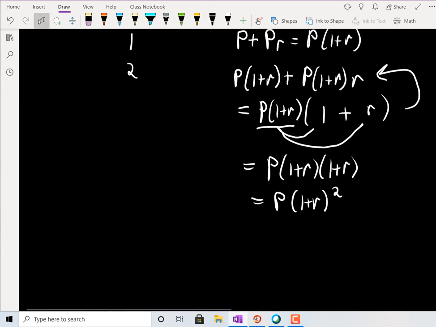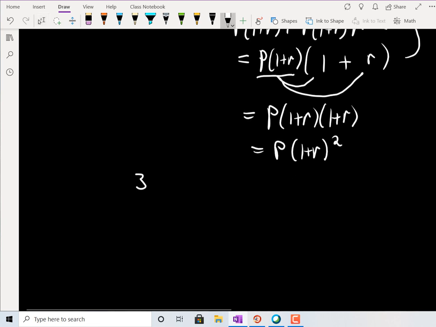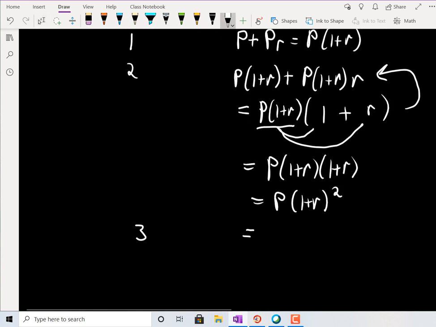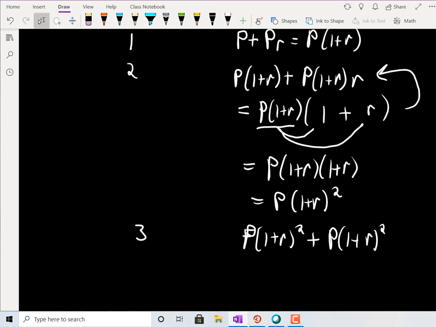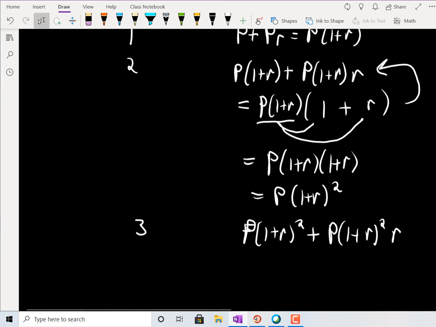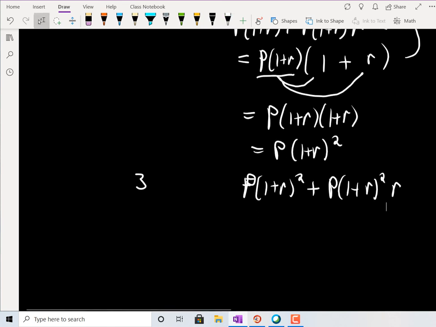So what about year 3? This is called an iteration method. We are looking for our formula by just looking at patterns. That's one of the cool things about math. You do get to study patterns. So year 3, we get the stuff from year 2, P times 1 plus R squared, that's the amount from year 2. And then plus interest of this stuff, so you just multiply that by R. And again, you can factor out P times 1 plus R squared.